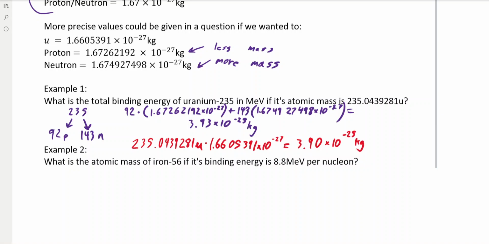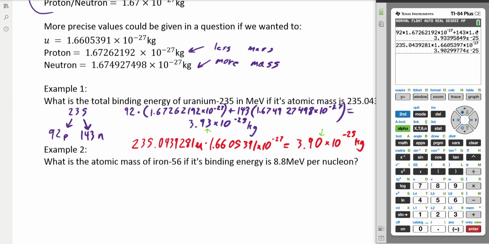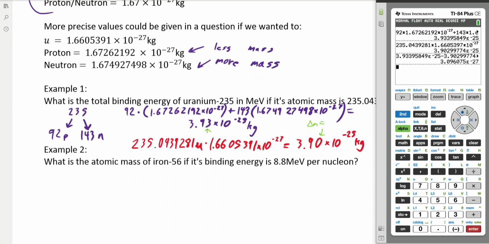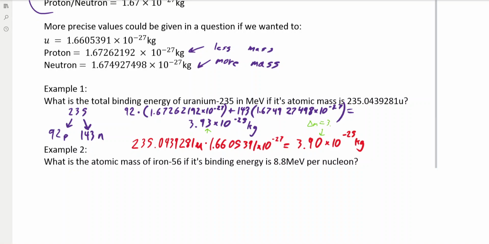And you can see here that the masses are very, very similar, but there is a slight amount of difference, somewhere around 3 times 10 to the negative 27. We're going to get the precise value difference here. This number minus this number. So we get the difference between the two, so delta M is 3.09. So I'm going to put 3.1 times 10 to the negative 27 kilograms.